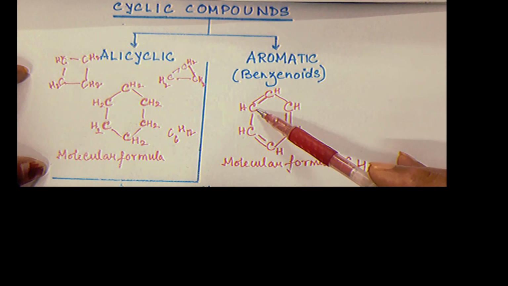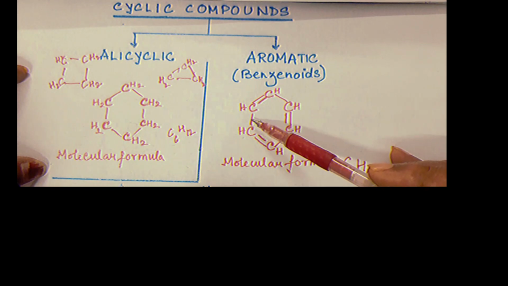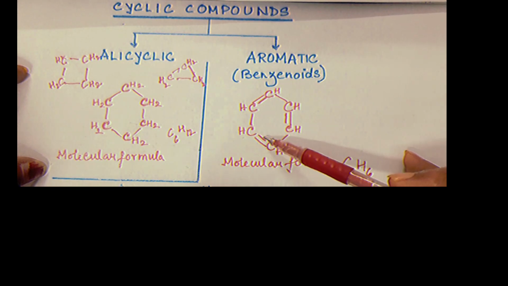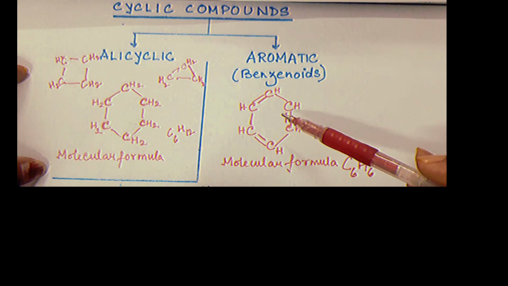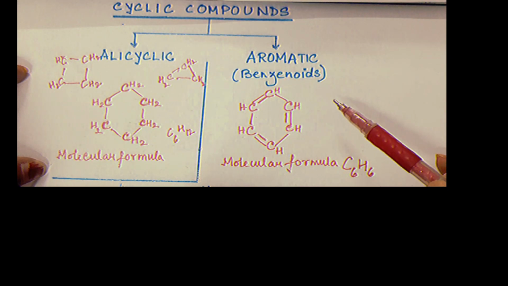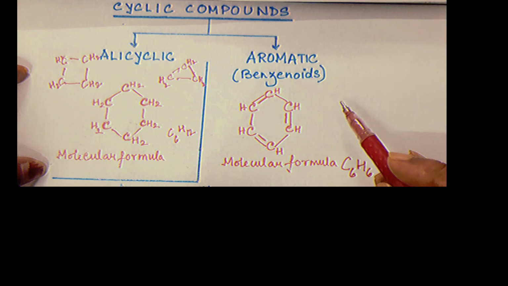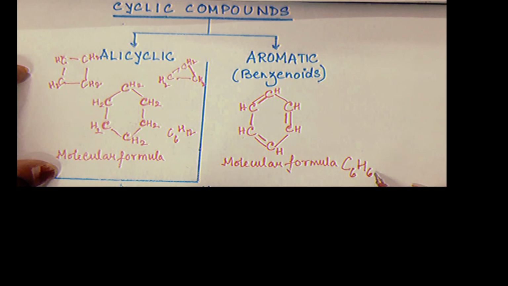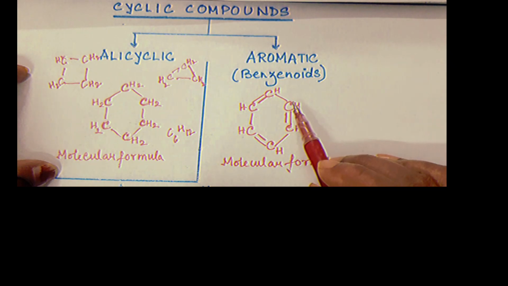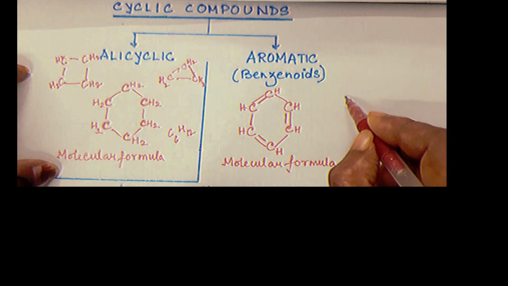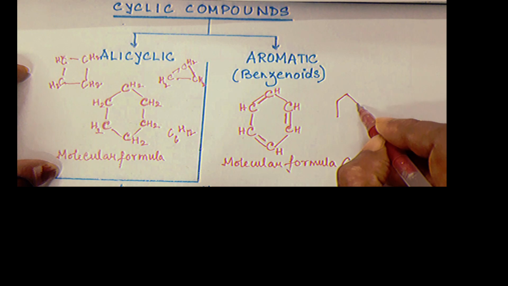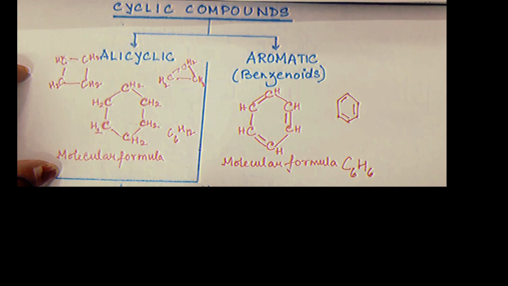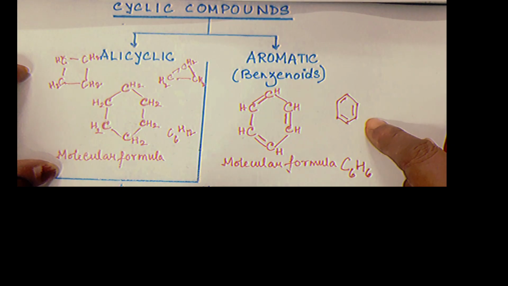Now look at this carbon. It has a double bond here and a single bond here. Similarly, you can see this carbon with a single bond here and double bond here. So all the 6 carbons are alternately connected with a single and a double bond. So this is the formula of a benzene, C6H6, and this is the structure. We also draw this structure in the bond line diagram as this. Simply this. This represents a benzene.